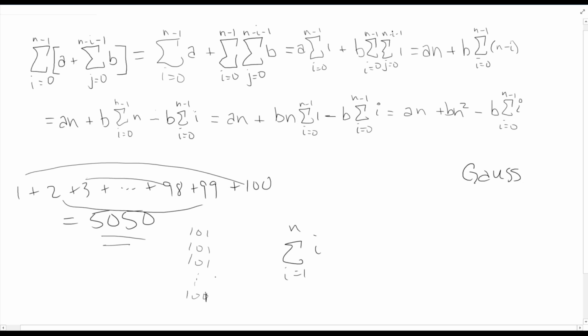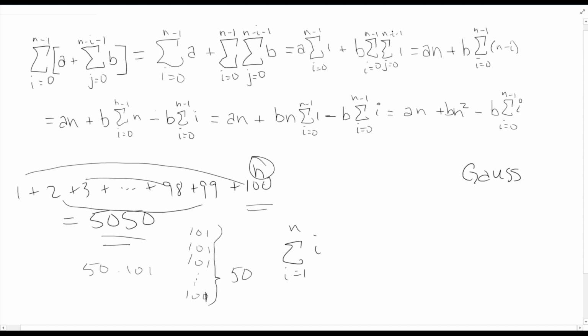So the question that remained is, how many of these pairs were there? Well, we had 100 numbers to start out, so there must be 50 pairs after we pair them up. Gauss didn't need to do too much work. He just had to do 50 times 101, and he was certainly bright enough to do that. And he did that and came up with the solution. So that's pretty clever. Let's see if we can mimic it.